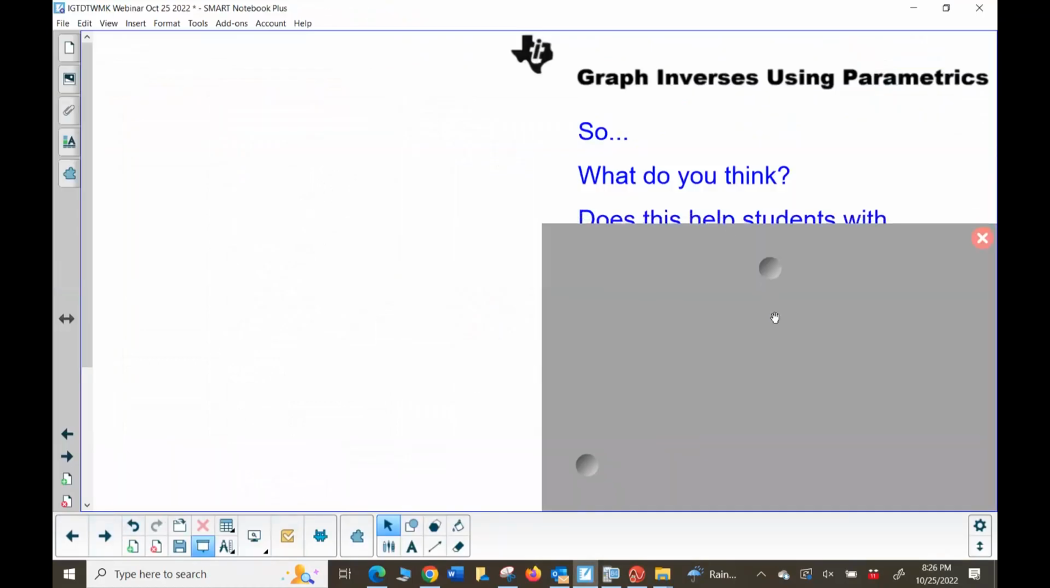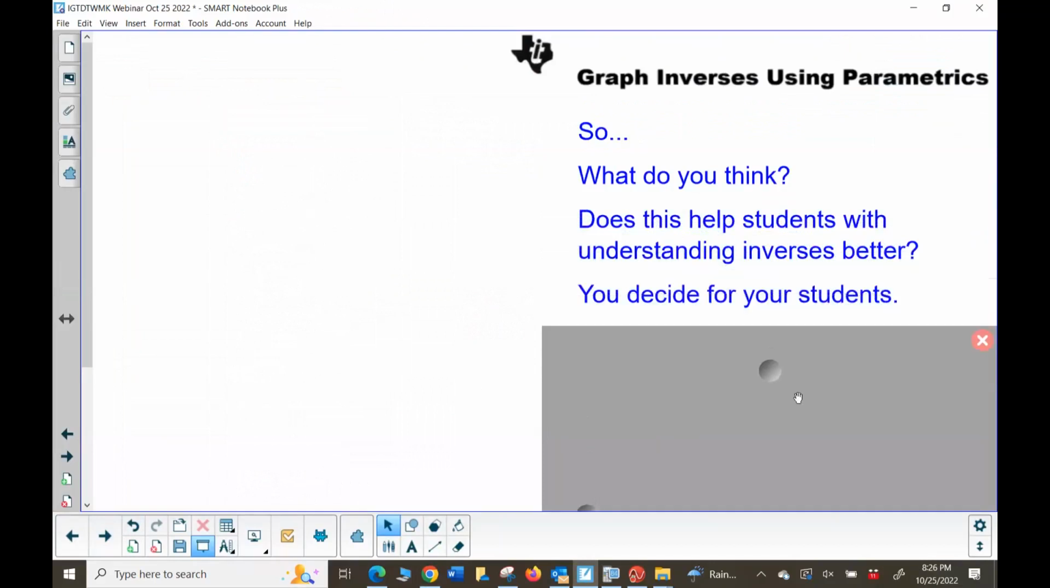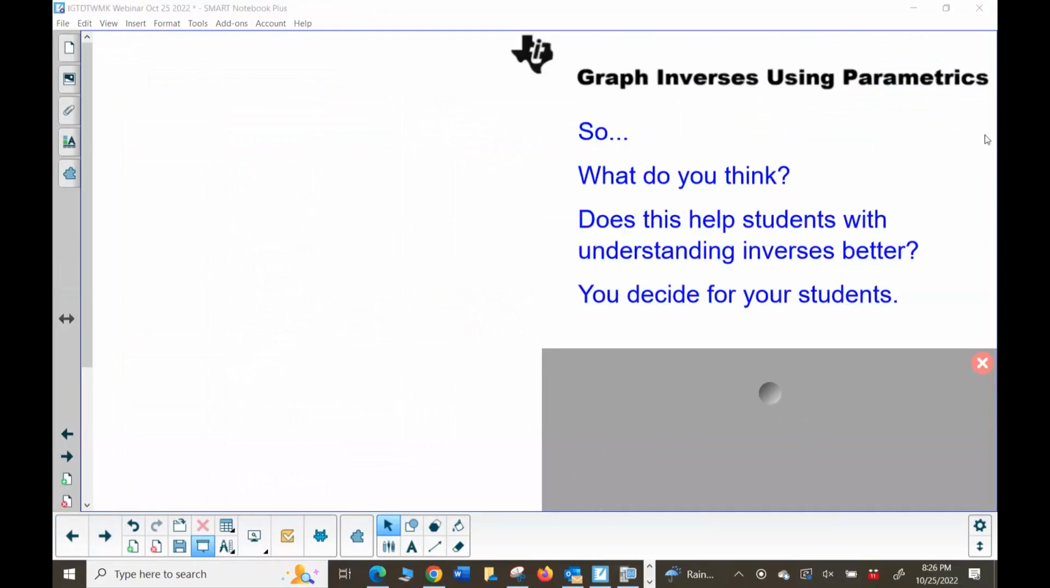So what do you think? Does this help students understand better? You decide for your students. But I'm glad that some of you didn't turn me off right away and say, oh, my kids can't do this, or I don't understand parametrics. You can use them. So glad to hear some of you thought that was pretty good.